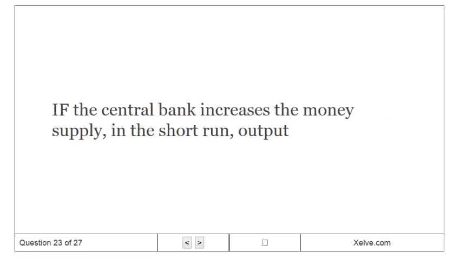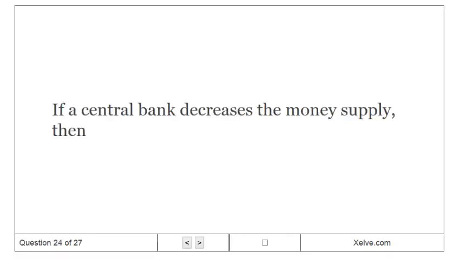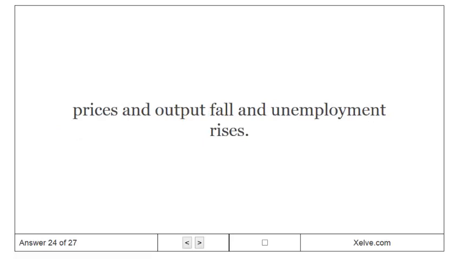If the central bank increases the money supply in the short run, output rises so unemployment falls. If a central bank decreases the money supply, then prices and output fall and unemployment rises.